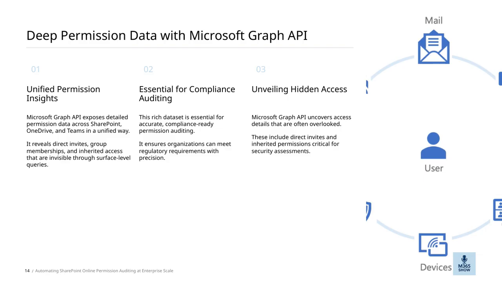It allows organizations to meet regulatory requirements with confidence, ensuring that permissions are correctly configured and monitored. Furthermore, the API exposes detailed permission data across multiple platforms, SharePoint, OneDrive, and Teams, in a unified way. It highlights direct invites, group memberships, and inherited access, which are often invisible through basic queries. This unified view gives us comprehensive permission insights, making our audits more precise and effective.